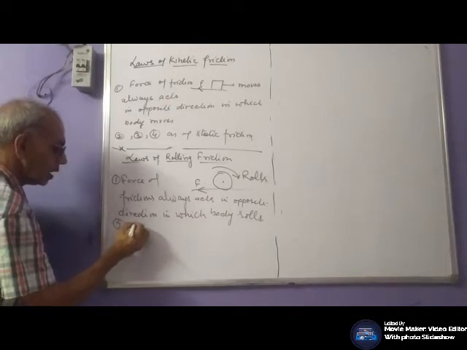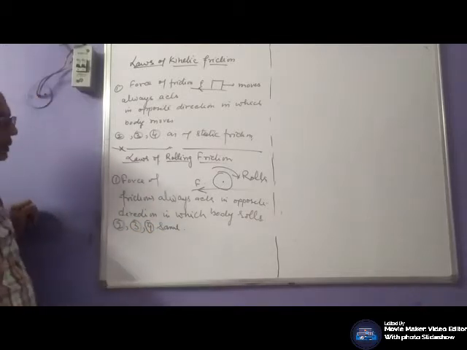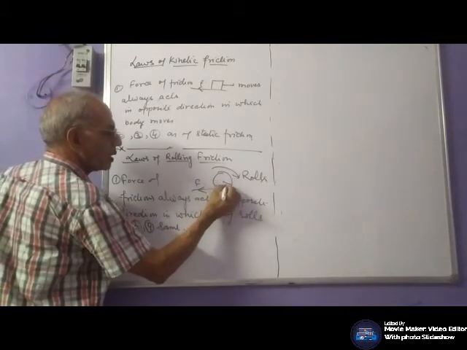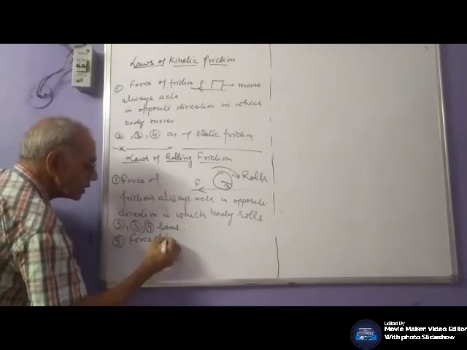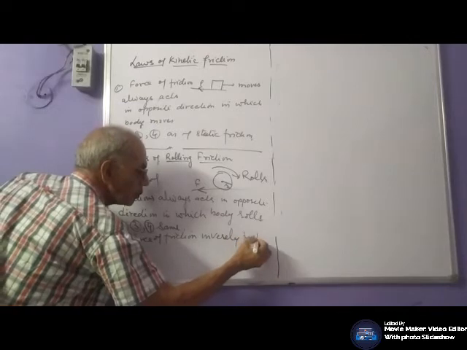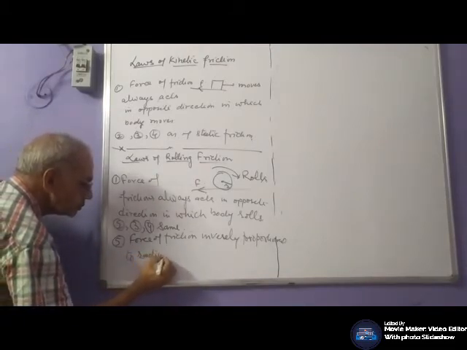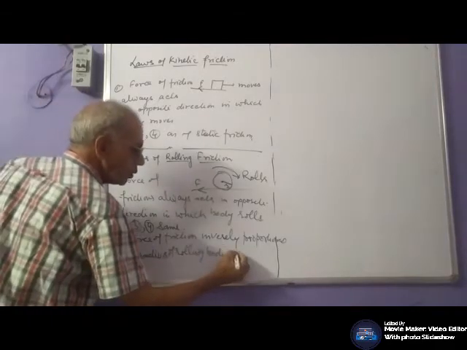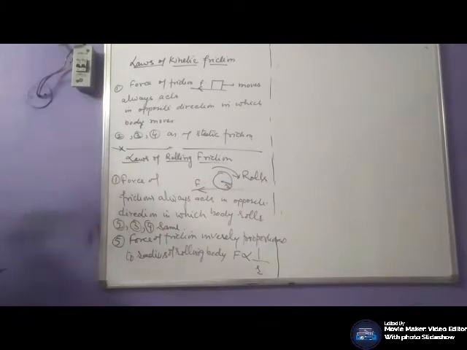Second law, third law, fourth law, same. Fifth law, radius of rolling body. Force of friction inversely proportional to radius of rolling body. This is force of friction inversely proportional to R, where what is R? R is this radius of rolling body.